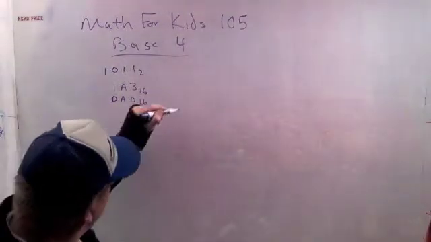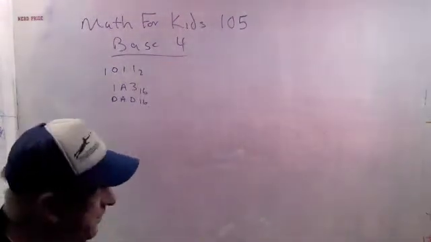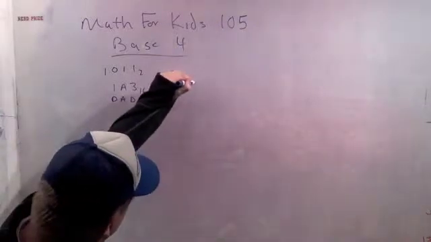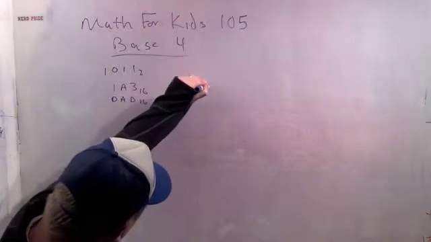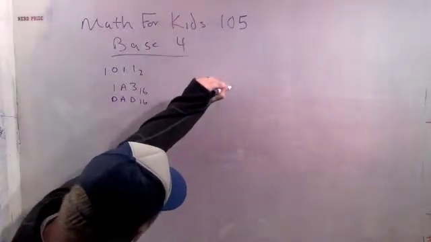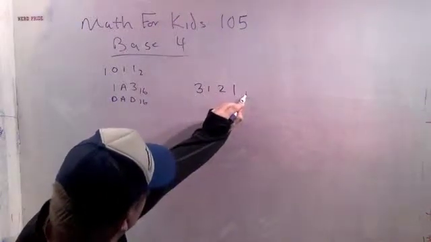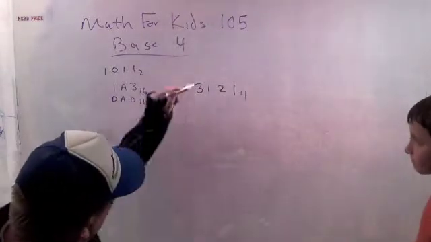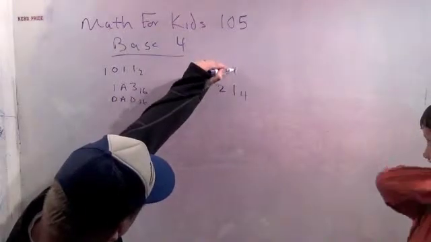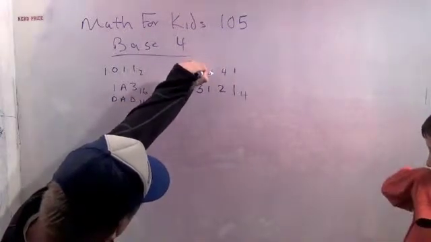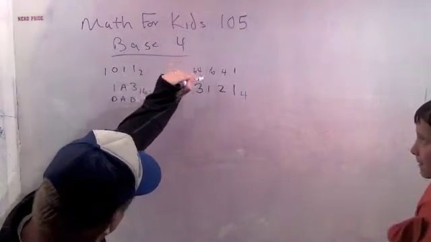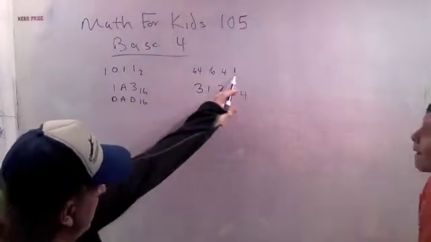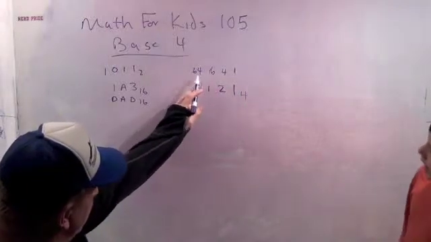Okay, so let's take a look at a number in base 4 that's like 3, 1, 2, 1. This is the 1's digit. This is the 4's digit, this is the 16's digit, and this is the 64's digit. How did I figure that out? Powers of 4: 4 to the 0, 4 to the 1, 4 to the 2, 4 to the 3.